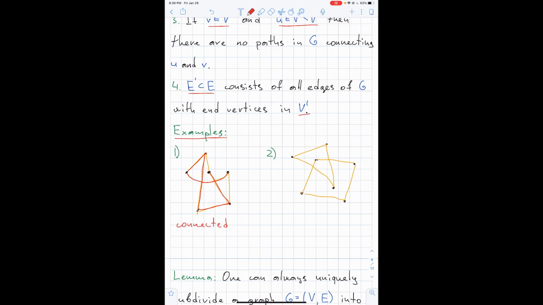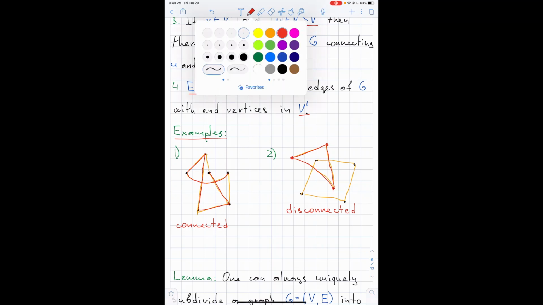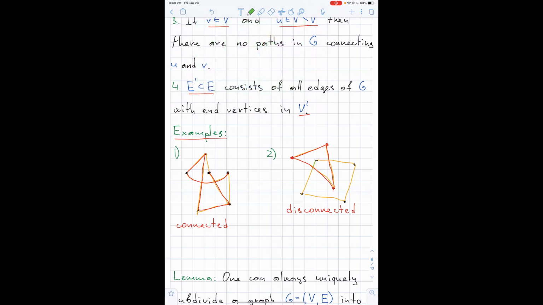Actually, it's not that hard. If there are not too many edges, it's not that hard to visualize, to just see which graph is connected and which is not. So the second example, here it is clearly disconnected. And the connected components are as follows. These three vertices and the edges connecting them are one connected component, and the other connected component is, of course, the rest.